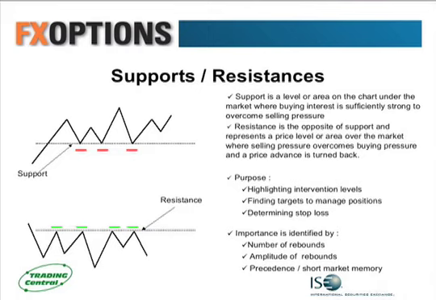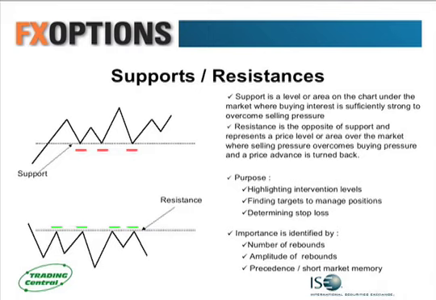So in the next slide, we focus on what is support and what is resistance. It's the basis of technical analysis. A support is a level or area on the chart under the market where buying interest is sufficiently strong to overcome selling pressure. Resistance is the opposite of support and represents a price level or area over the market where selling pressure overcomes buying pressure and the price advance is turned back.